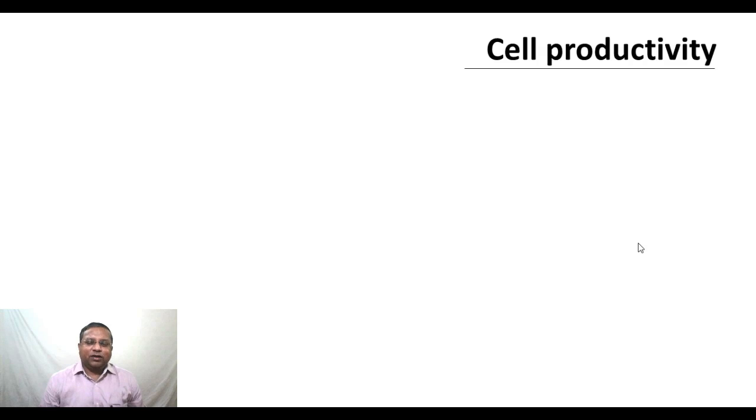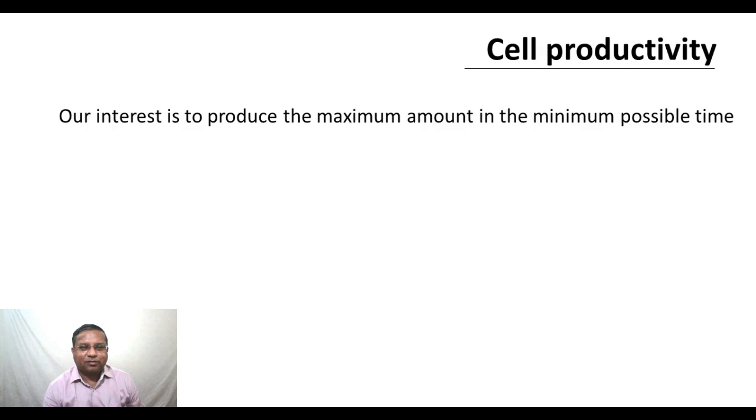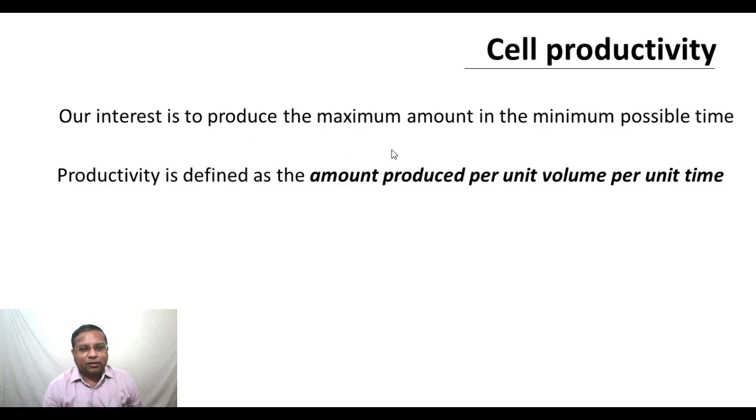Now to the third objective. If you recall, we were going to compare the cell productivities of the chemostat with that of a batch bioreactor. To do that, let us see what the cell productivities are. Our interest, usually the general interest from an industry, is to produce the maximum amount in the minimum possible time, right? The productivity is actually defined for that purpose.